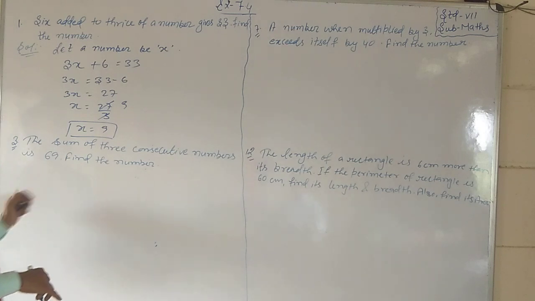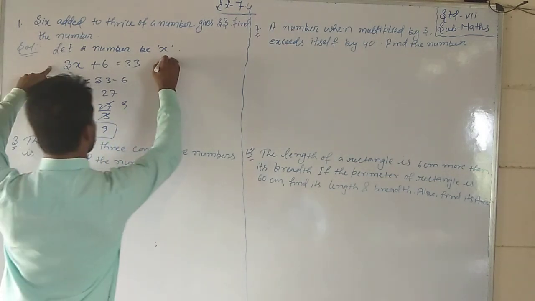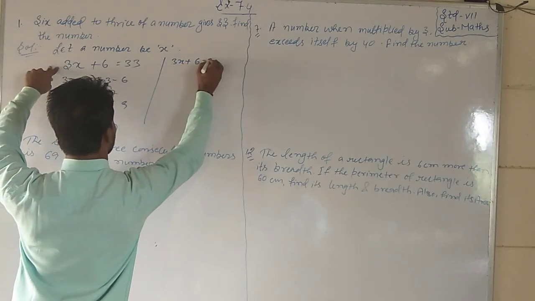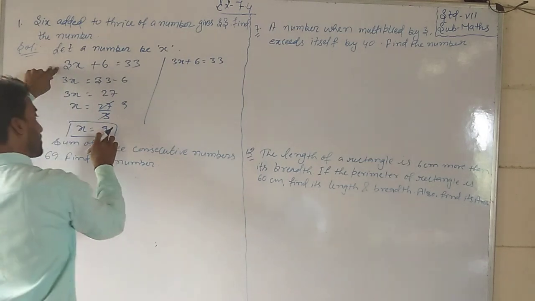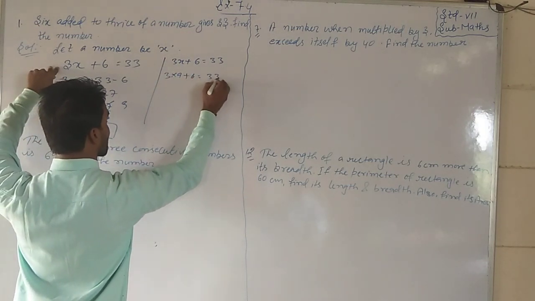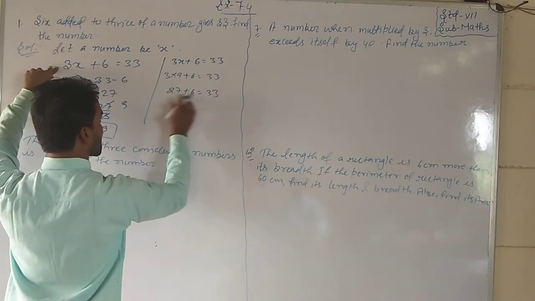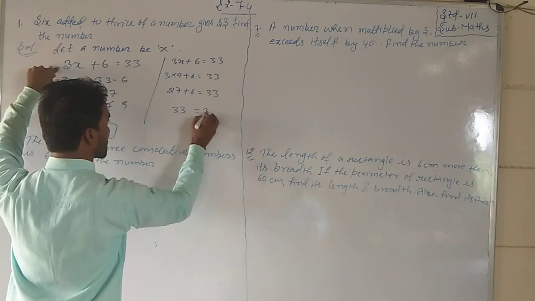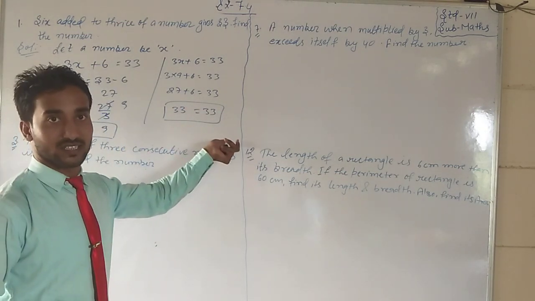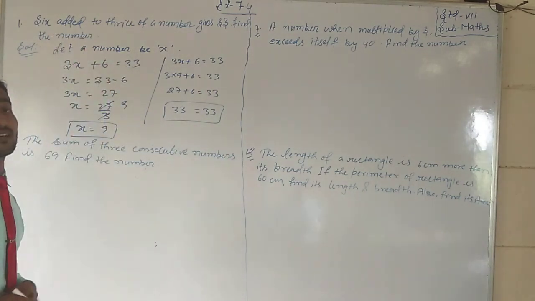Now students, if you are not sure whether x is equal to 9 is correct or not, you can check it. Check. What is the equation? 3x plus 6 is equal to 33. What have you calculated? x is equal to 9. So 3 into 9 plus 6 is equal to 33. 9 threes are 27, plus 6 is 33. Now students, you can check that LHS is equal to RHS. It means the equation we made from this statement is right.